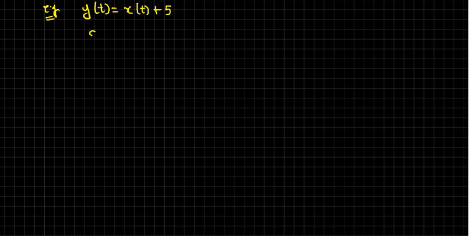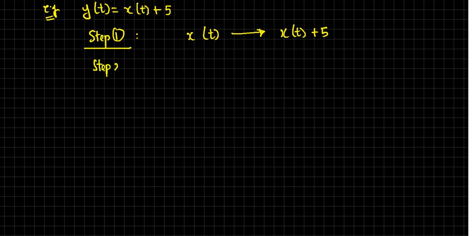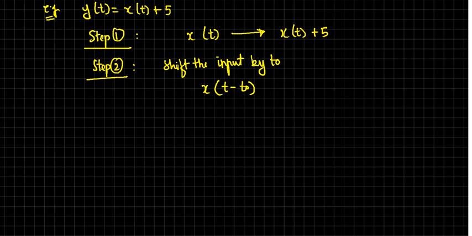Step 1. You tell me. What is step 1? First, you take the original input x of t. What does it produce? X of t plus 5. Step 2. Shift the input. After shifting the input, what do we get? X of t minus t naught. Now the input is getting shifted, right? So x of t minus t naught, this plus 5 remains the same, right?